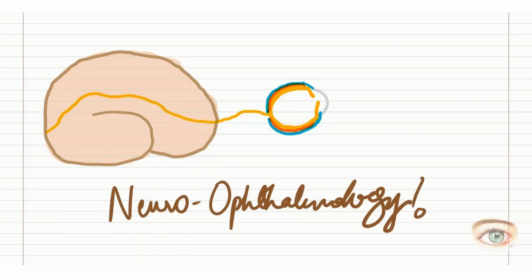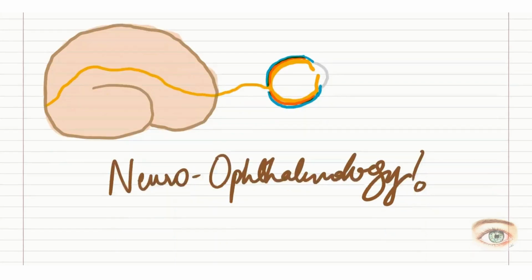And in this course of neuro-ophthalmology, you're going to learn every connection that exists between the eye and the brain. So today we're going to learn about the sensory trigeminal innervation to the eye.